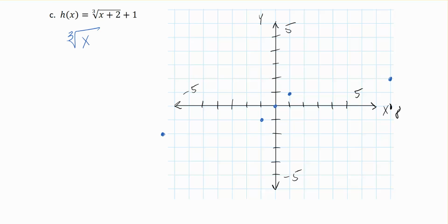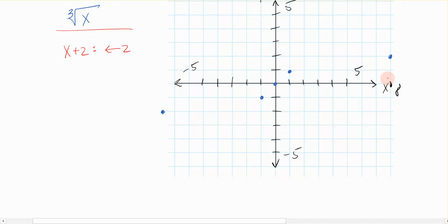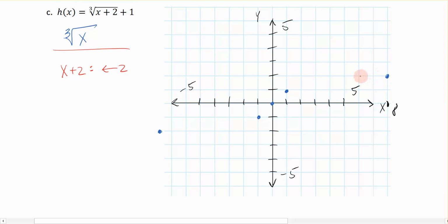Now let's do the transformations. Inside of my function, inside being under the radical sign, I have the x plus 2. Now remember, we shift horizontally opposite of what is shown here. So we're going to shift to the left by 2. All of these points are going to shift to the left by 2. So we're going to go left, 1, 2, and this one's going to disappear. I'm not going to worry about it right now. Well, maybe I should. I'll put it on there, 1, 2, kind of go that way.